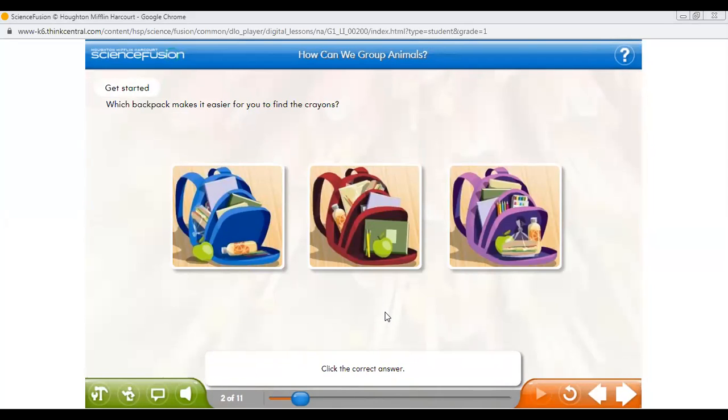So now there are 3 bags. In that, the teacher tells you to take the colors for you to color the picture. So, which is the backpack that you're going to choose? Which is neatly organized, which has grouped? Is it blue? Is it red? Or is it purple? Which one?